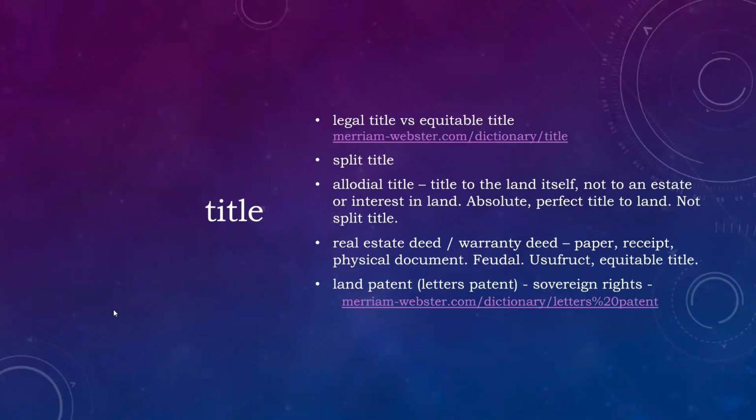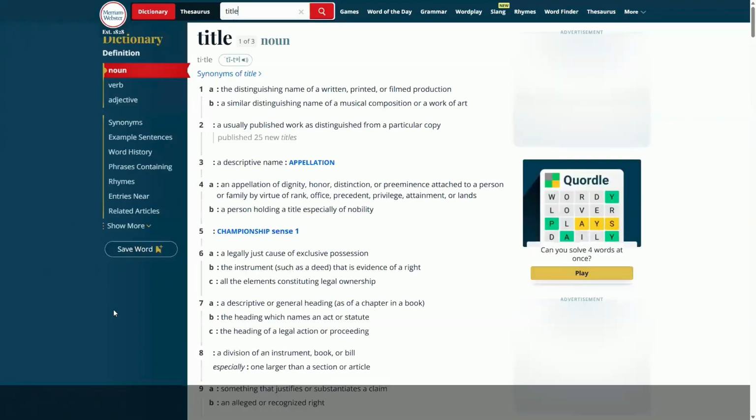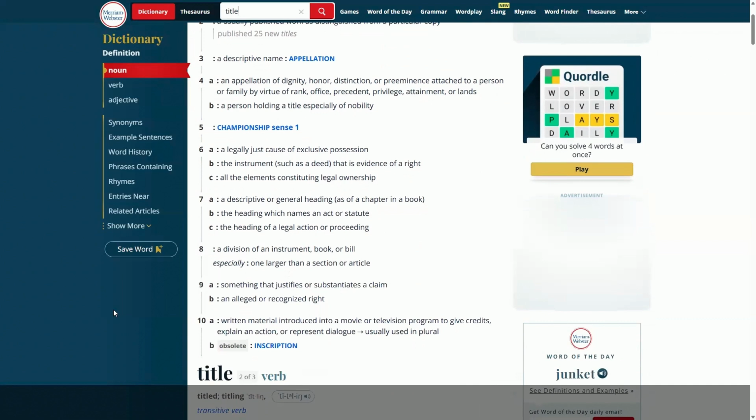Which brings us to legal versus equitable title. Let's take a look at that. First of all, just title. Let's go to 6A. A legally just cause of exclusive possession. B, the instrument such as a deed that is evidence of a right. C, all the elements constituting legal ownership. And let's keep in mind there are multiple kinds of title here, right? There's allodial, there's feudal, and within feudal, there's equitable and legal title separated. That's the split title in the feudal system.